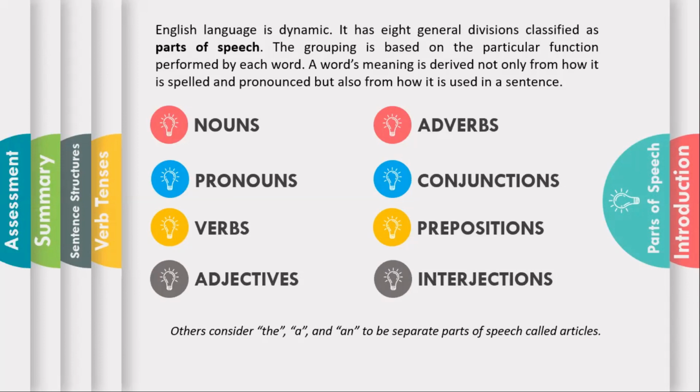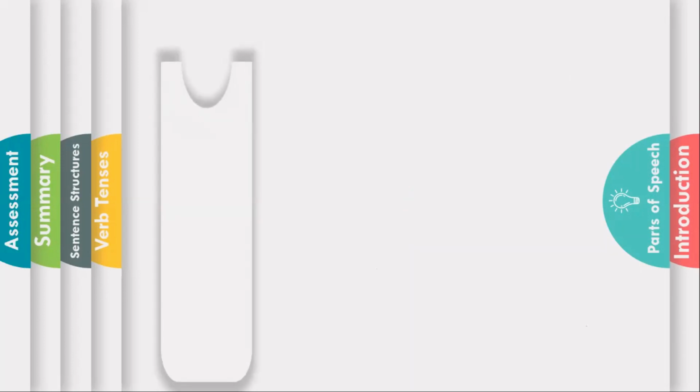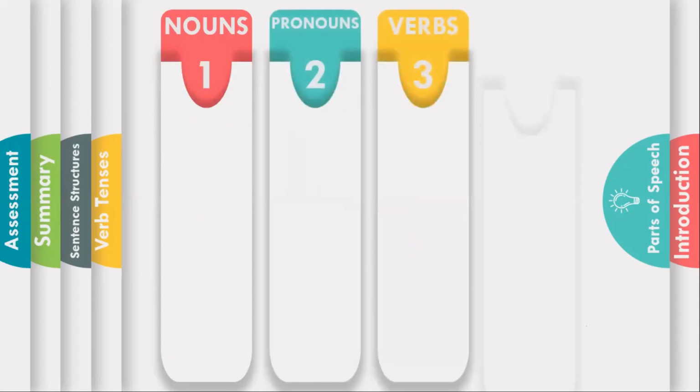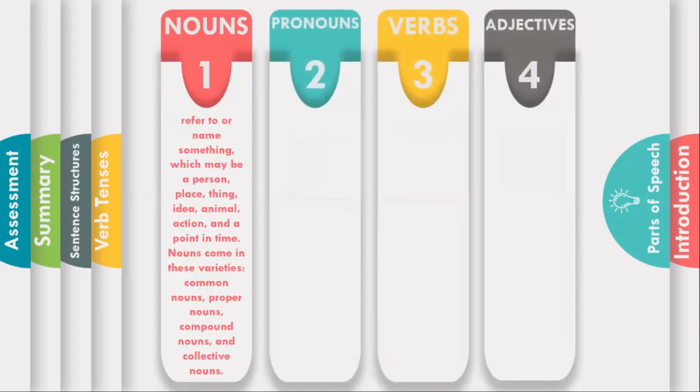Okay, so now let's study each part. Let's begin with nouns. So what are nouns? Nouns refer to or name something which may be a person, place, thing, idea, animal, action, and a time and a point in time. It is therefore a naming word. The word noun is a noun itself. Nouns come in these varieties.